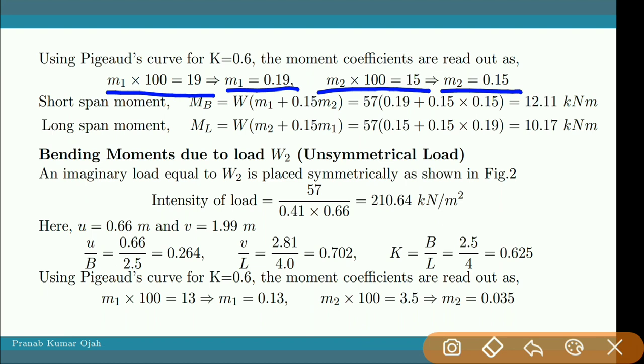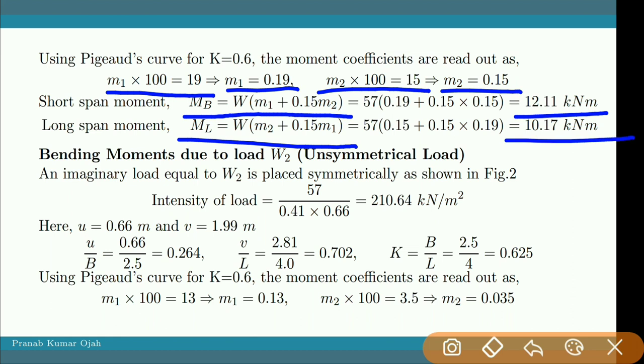Then we will calculate the short span moment, which is MB. The formula of MB is W into M1 plus 0.15 M2, and its numerical value comes out as 12.11. Similarly, the long span moment ML is W multiplied by M2 plus 0.15 M1, and it comes out as 10.17 kilonewton meter. So these are the short span moment and the long span moment corresponding to the wheel load W1.